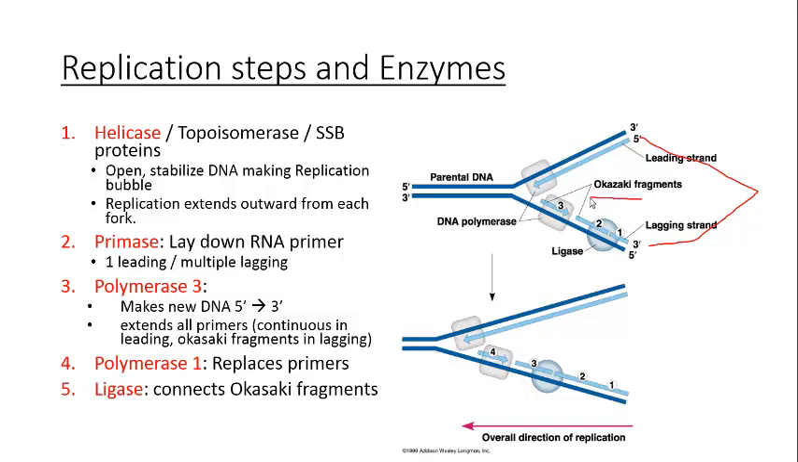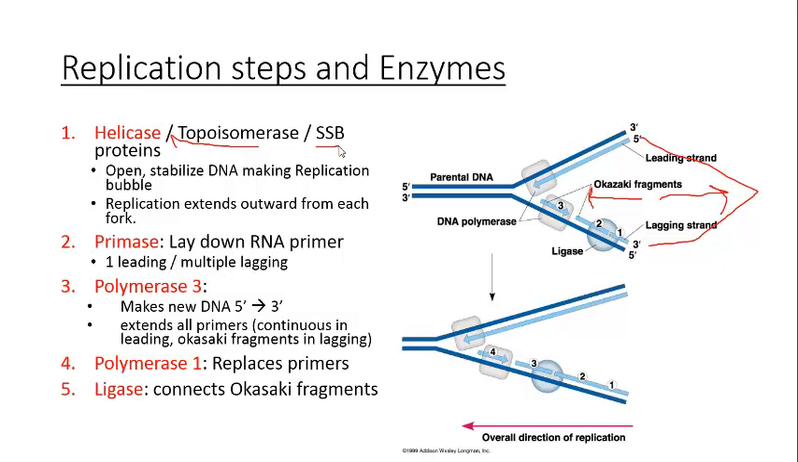DNA replication is going to extend out at each fork. This is going to happen until all the replication bubbles converge. Helicase is also helped by a couple other enzymes. You have another enzyme called topoisomerase, and you have proteins called single-strand binding proteins.